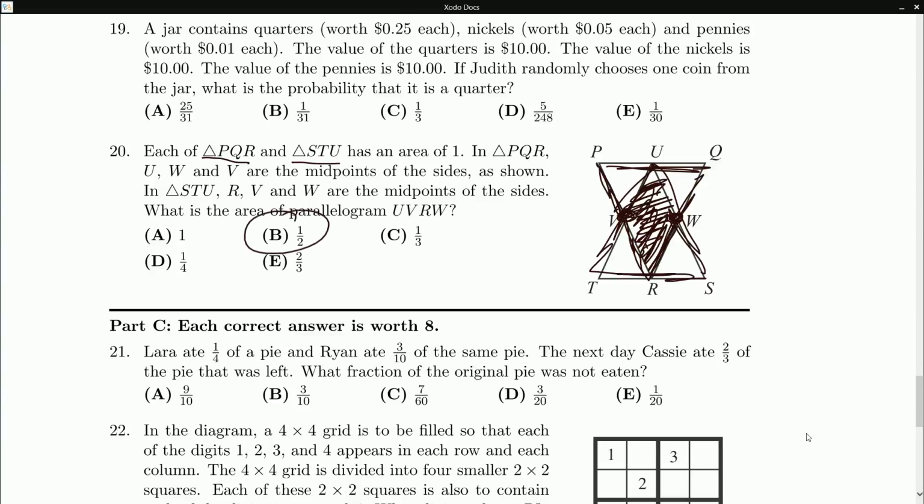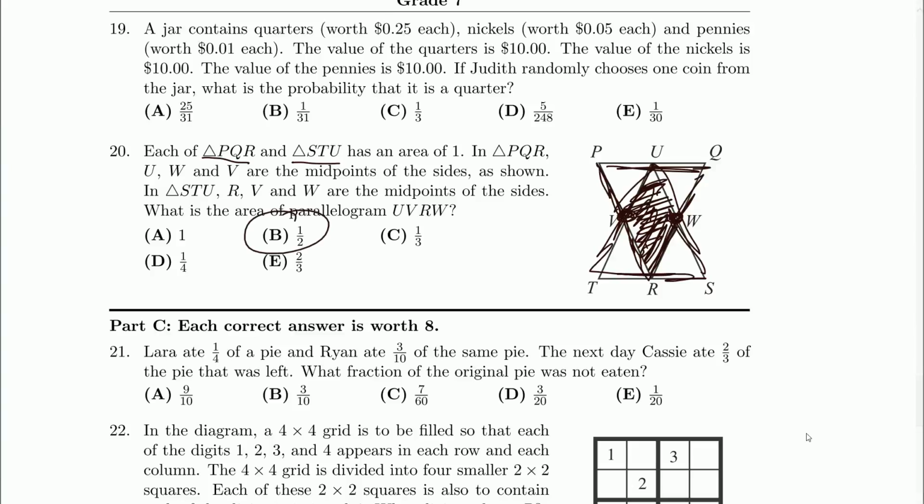Fantastic. All right, so that does question number 20. There's some interesting geometry going on there. If you're not comfortable with similar triangles, or if you know the ratio between two similar triangles, how that affects the area, then this question could easily be difficult for you.